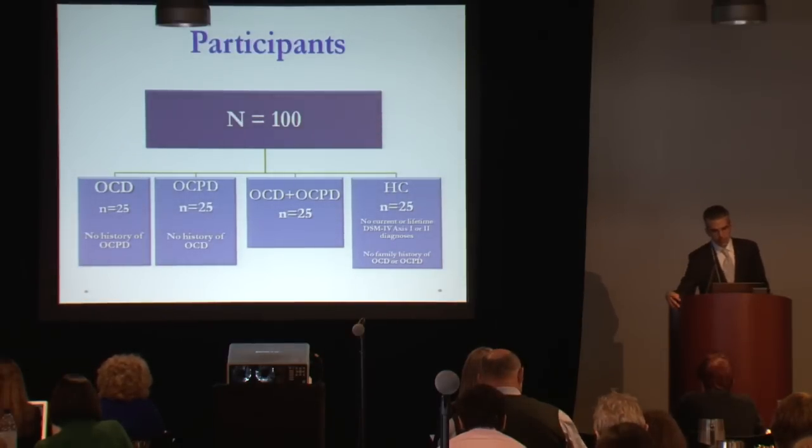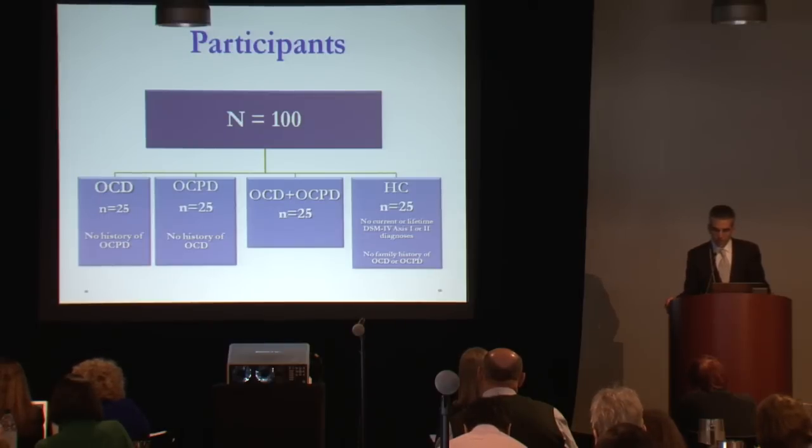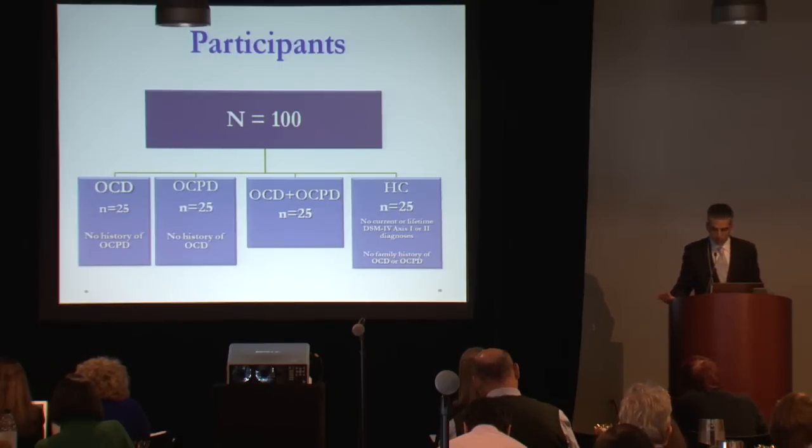So in the study, we had 100 people divided into four groups by principal diagnosis: 25 OCD patients who had no history of OCPD, and 25 OCPD patients with no history of OCD. There was a group that had both OCD and OCPD, and then a fourth healthy control group that had no current or lifetime DSM-4 Axis 1 or 2 diagnosis and no family history of OCD or OCPD.